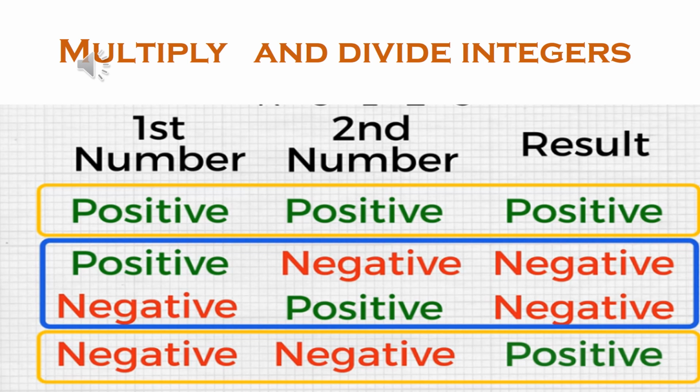Here is one last way to see them. I promise, it's going to be the last one. For example, if your first number and your second number are positive, your result is going to be positive. If your first number is positive and your second number is negative, or vice versa, your answer is going to be negative. And on the last part, if your first number and your second number are negative, your answer is going to be positive. I hope this helps you do the following multiplying and dividing integer problems.